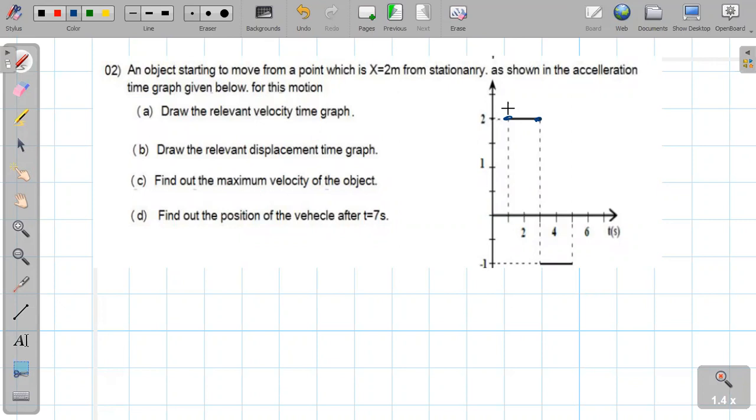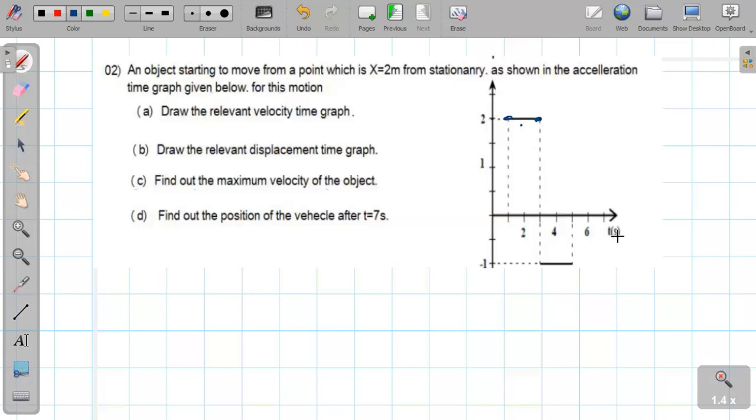Because here you can see the acceleration is 2 ms minus 2, starting from point x equals 2 meters from stationary. It has already begun to move from a stationary point, but which is some 2 meters away from the origin. Right. Relevant velocity time graph. How to find out the velocity from this acceleration time graph?